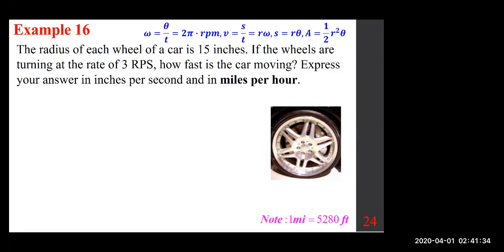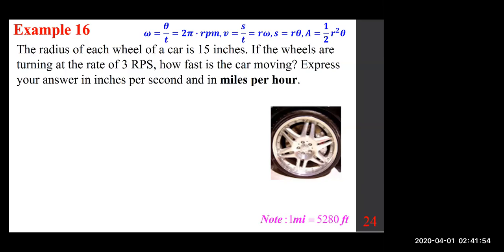The radius of each wheel of a car is 15 inches. If the wheels are turning at the rate of 3 RPS, how fast is the car moving? Express your answer in inches per second and in miles per hour. Thank you so much.